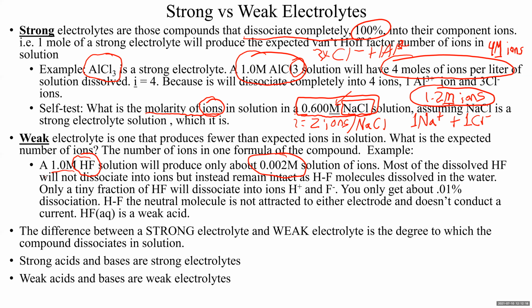Why is that? Because it's just not a very good dissociator. The hydrogen and the fluorine like to stick together, even in the water. The water's dipole is strong enough to pull apart some of the hydrogen from the fluoride, but not most of it, just a little bit of it. So weak electrolytes have a tendency not to dissociate as much as you would think. Their Van't Hoff factor tends to be less than 1.